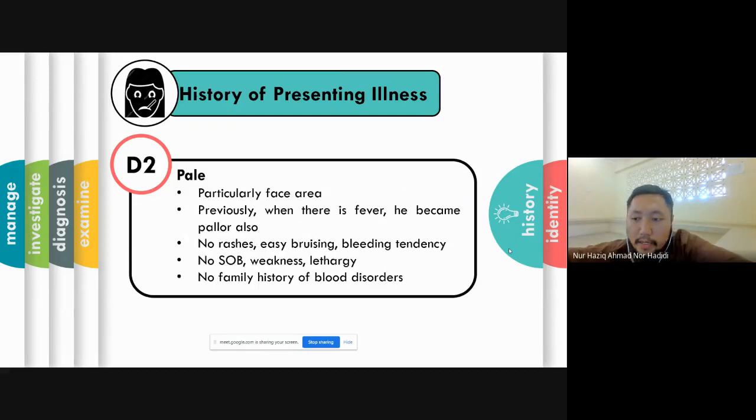Regarding the pallor, his mother noticed that her child looked paler since the second day the fever started. His mother also stated that previously, when her son developed fever, there would be facial pallor also. However, she denied any history of rashes, easy bruising, or bleeding tendency. The pallor is not associated with any shortness of breath, weakness, and lethargy. There is also no family history of blood disorder.